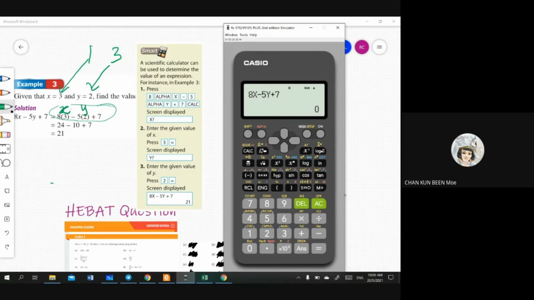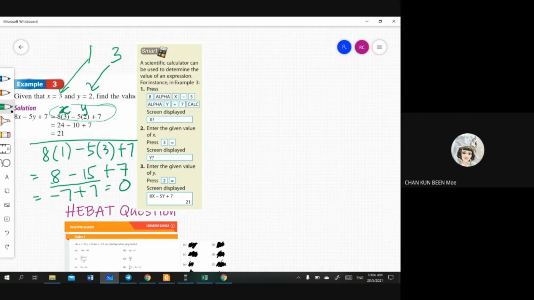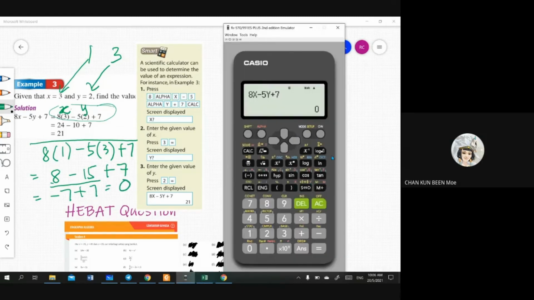You can check whether it's correct or not if it is 0. Okay, check. 8 times 1 minus 5 times 3 plus 7. 8 times 1 is 8. 5 times 3 is 15, plus 7. So 8 minus 15 is negative 7. Negative 7 plus 7, the answer is 0. Yes, it is correct. Okay, so when you are free at home, you just explore this.